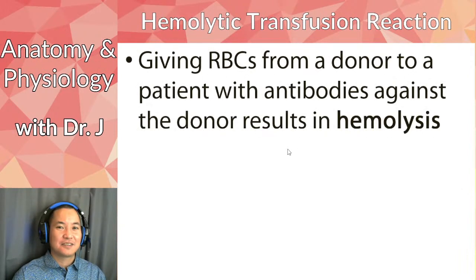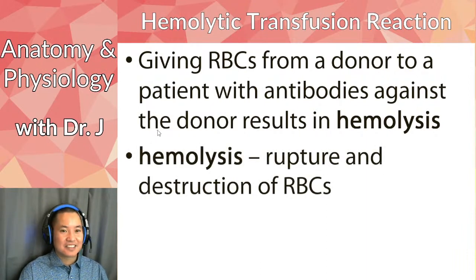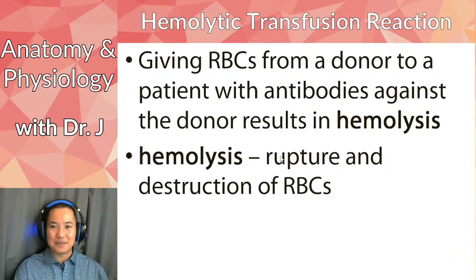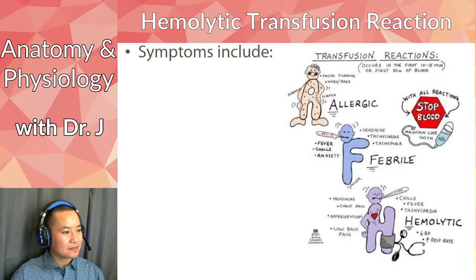And this is what we call a hemolytic transfusion reaction. This is why it's important to know blood type, because you don't want the red blood cells you just donated to a patient to all of a sudden burst, because you want the red blood cells to stay intact. And again, hemolysis, an important word, is the rupture and destruction of red blood cells. There are many different ways to destroy red blood cells, including giving the wrong blood type to the wrong people.